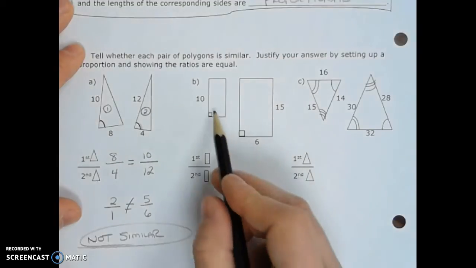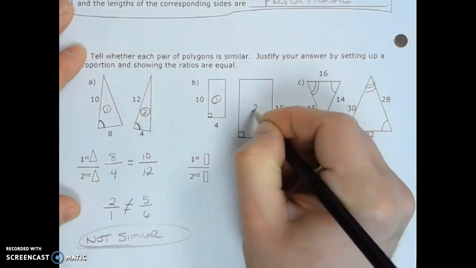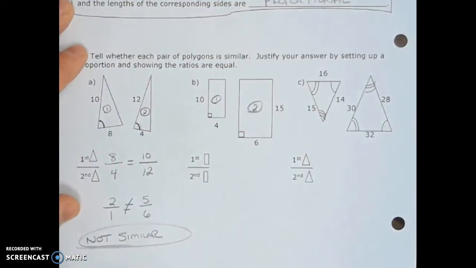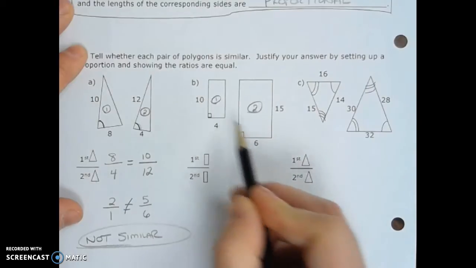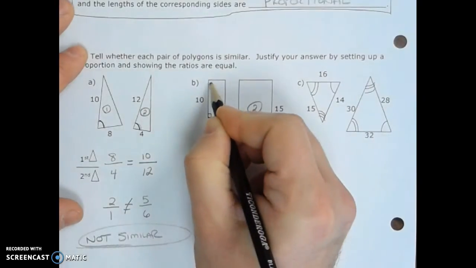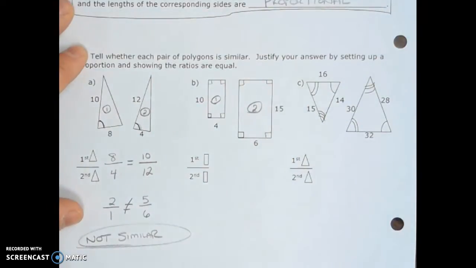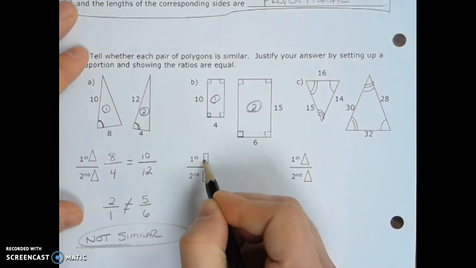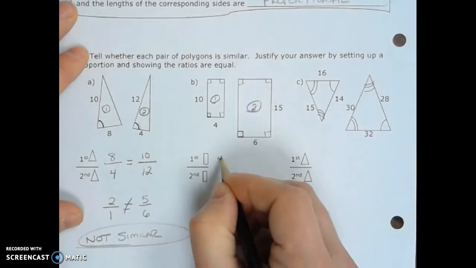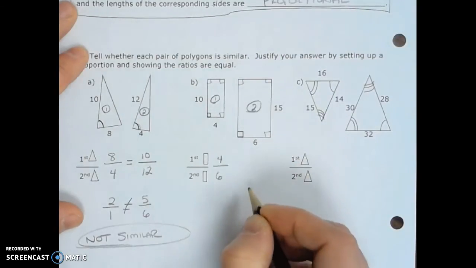In B, I'm going to see if these 2 rectangles are similar to each other. I'm going to call this one rectangle 1. This is rectangle 2. And again, I can see right here that the angles are congruent. And in fact, I know all the way on my rectangles, they have 4 right angles. So the corresponding angles are definitely congruent, but are the corresponding sides proportional? So take a side from the first rectangle. I'll use this 4. 4 corresponds to 6 on the second rectangle.